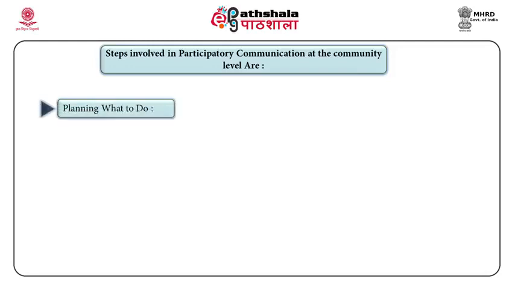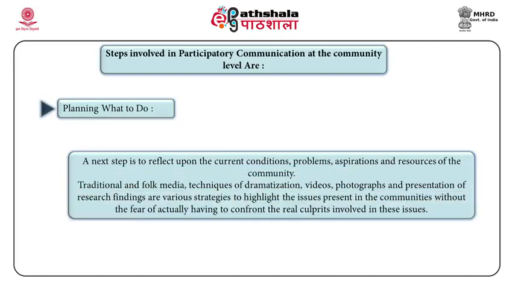The third step, planning what to do, is to reflect upon the current conditions, problems, aspirations, and resources of the community. Traditional and folk media, techniques of dramatization, videos, photographs, and presentation of research findings are various strategies to highlight the issues present in the communities without the fear of actually having to confront the real culprits involved in these issues. Every community will have certain culprits. They are only the cause of those issues in that community. This is the time when these culprits can be identified. And also people can reflect upon how they can be traced.